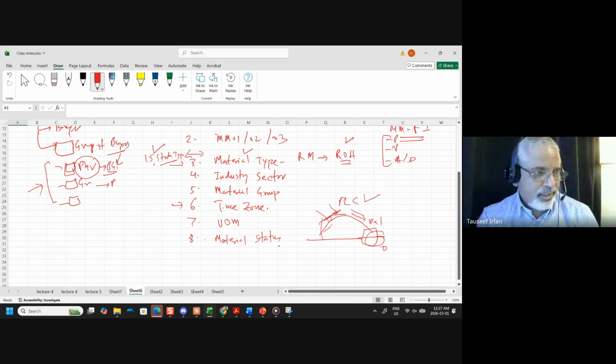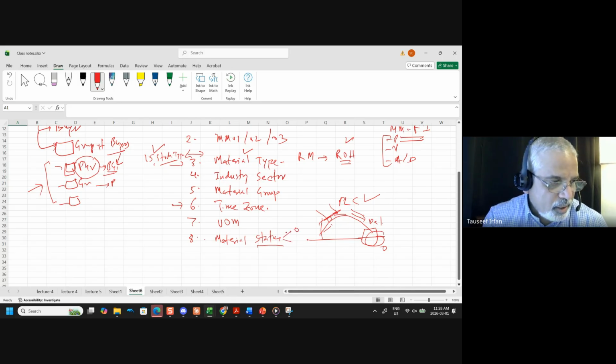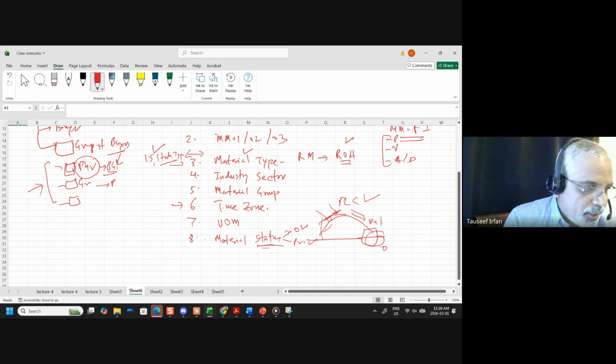Okay. So the material status defines that. Is it obsolete? Is it still a prototype? We are not selling it. We can control that through the status. So we'll learn about that, how to control that, what field we have.